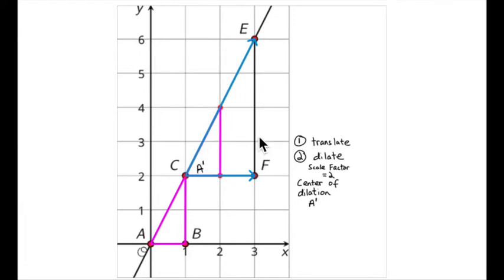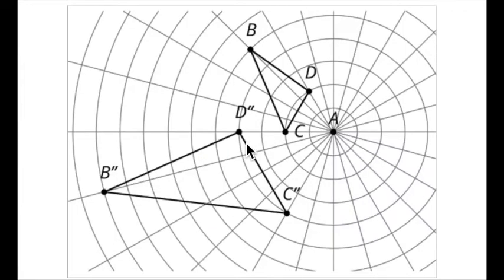And also you can count up this way. This is 1, 2, and then another 1, 2 for a total of 4. So this is a scale factor of 2. So ABC and CEF are in fact similar figures. That is the definition. If I can map it exactly, then it's similar.